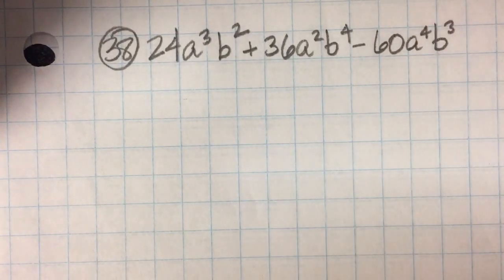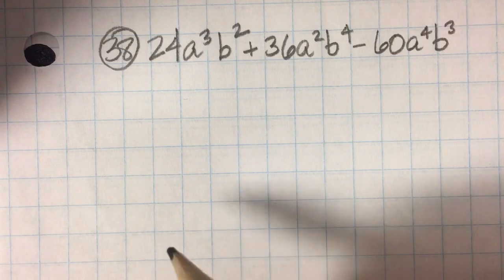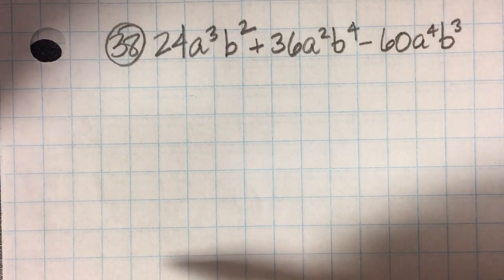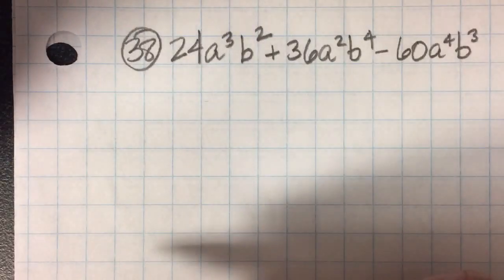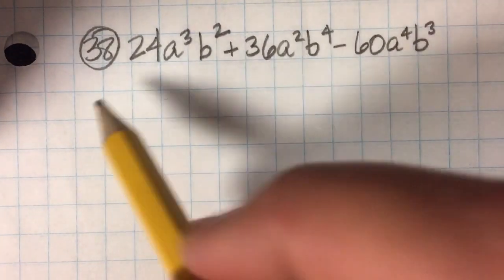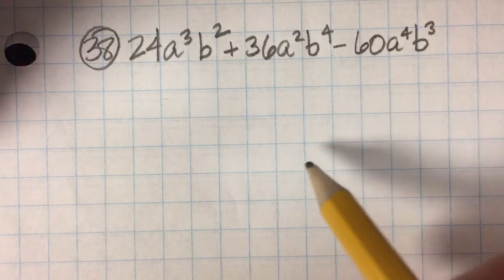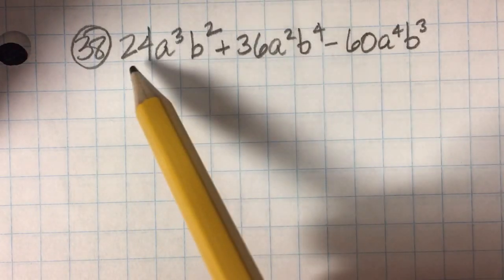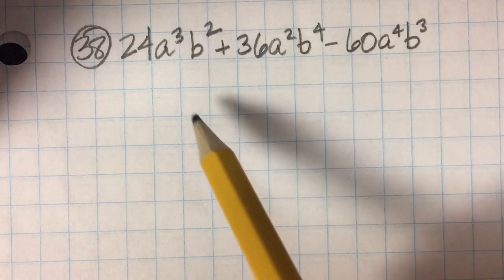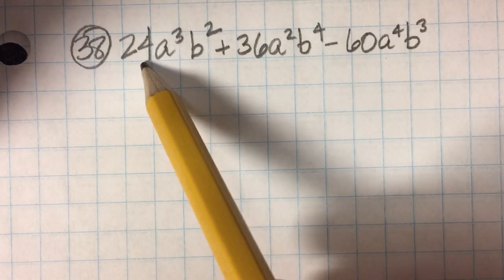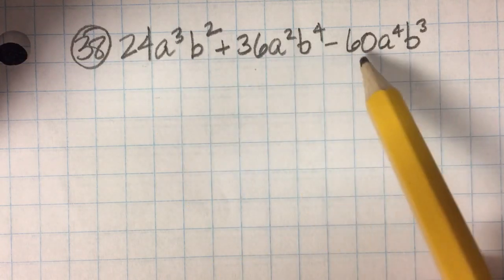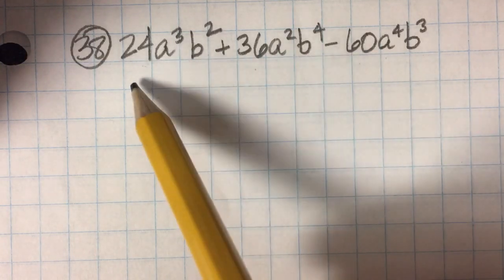So we are now looking at example number 38 on the factoring homework on page 234, and we're going to be factoring out the greatest common factor between these three terms. When you're looking for the greatest common factor between multiple terms, the first thing you're going to do is look at the constants first. So we have 24, 36, and 60.